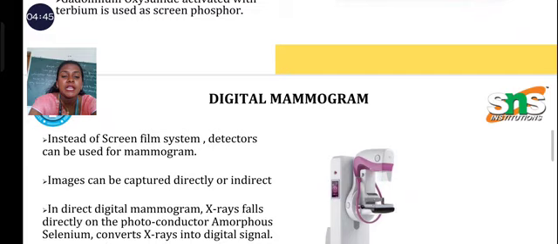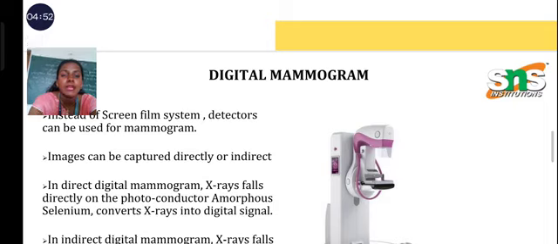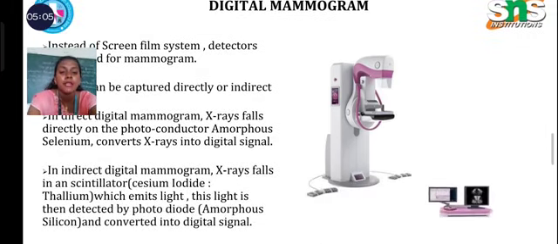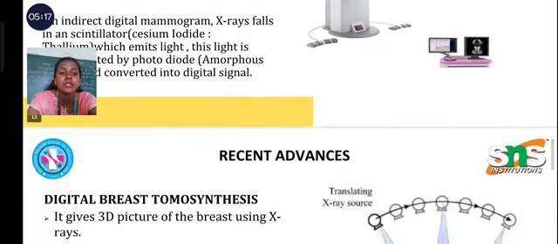Digital mammogram. Instead of a screen film system, detectors can be used for mammogram. Images can be captured directly or indirectly. In direct mammogram, X-rays fall directly on the photoconductor amorphous selenium, which converts X-rays into a digital signal. In indirect mammogram, X-rays fall on a scintillator, which is cesium iodide or thallium, which emits light. This light is then detected by a photodiode and converted into digital signals.